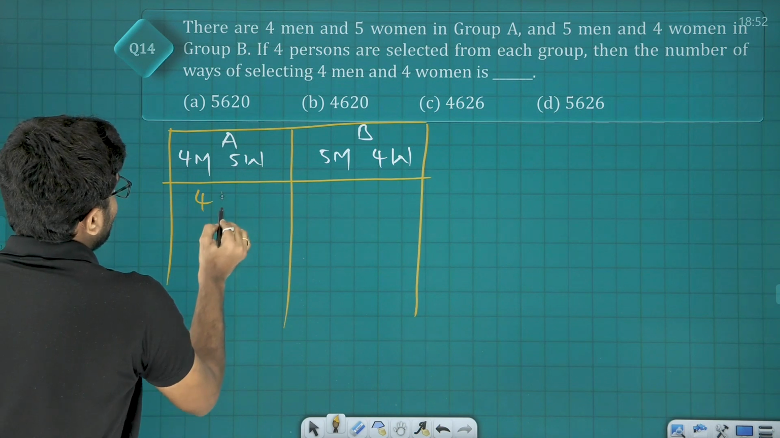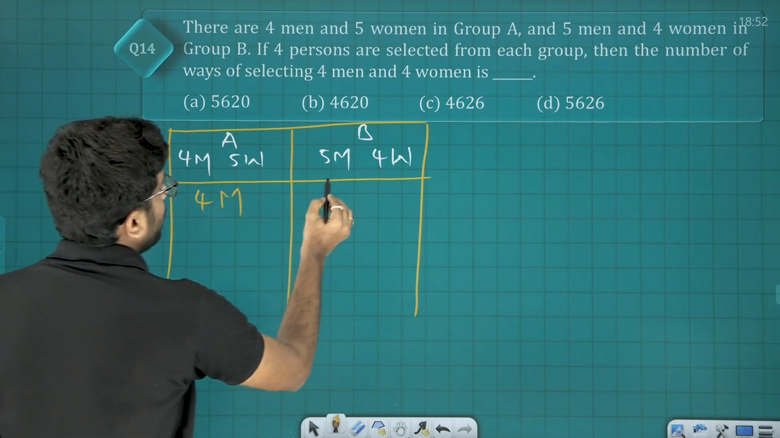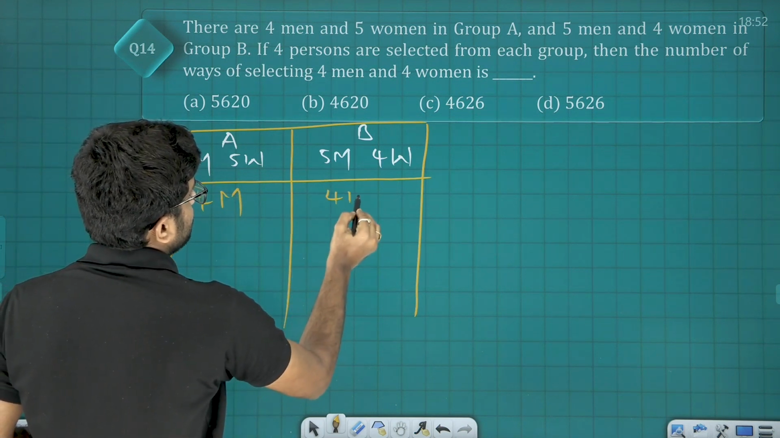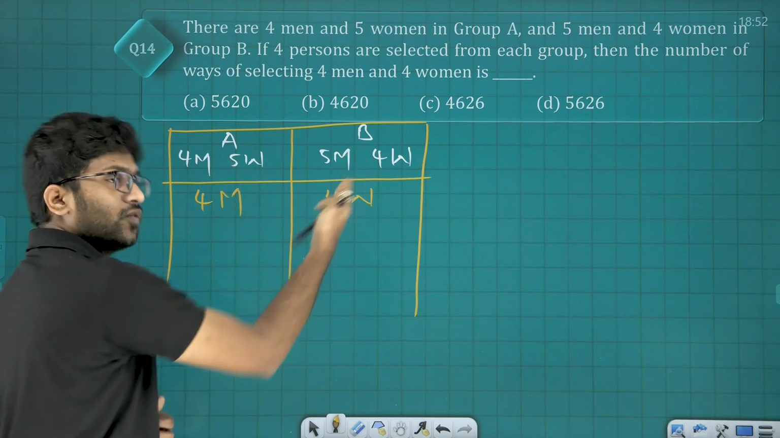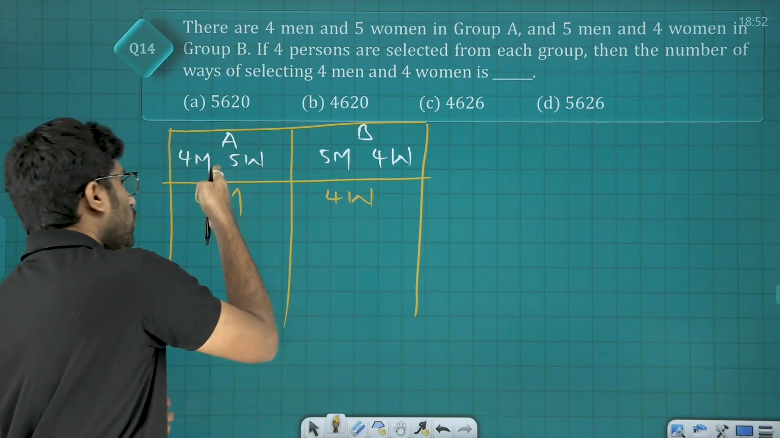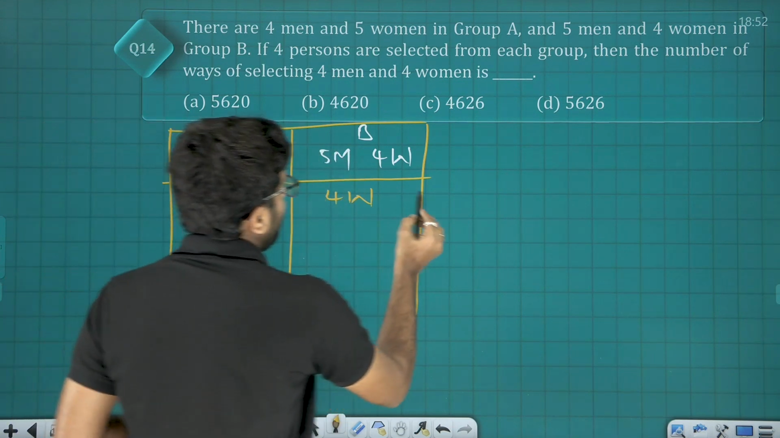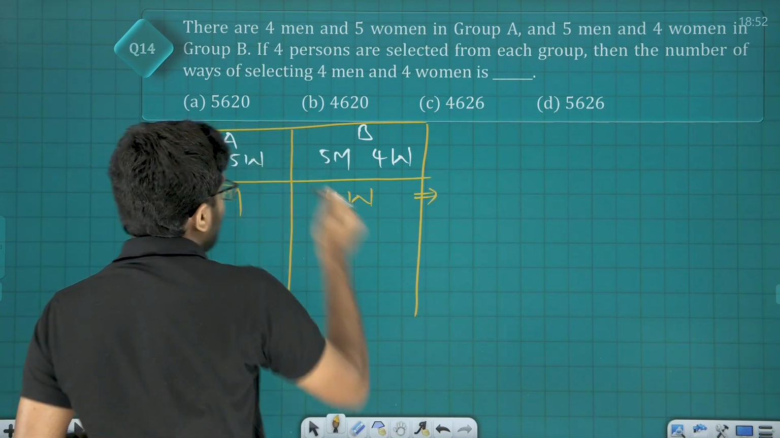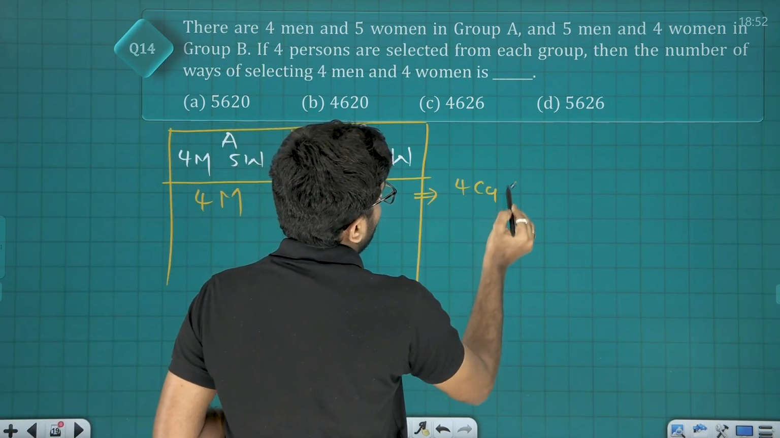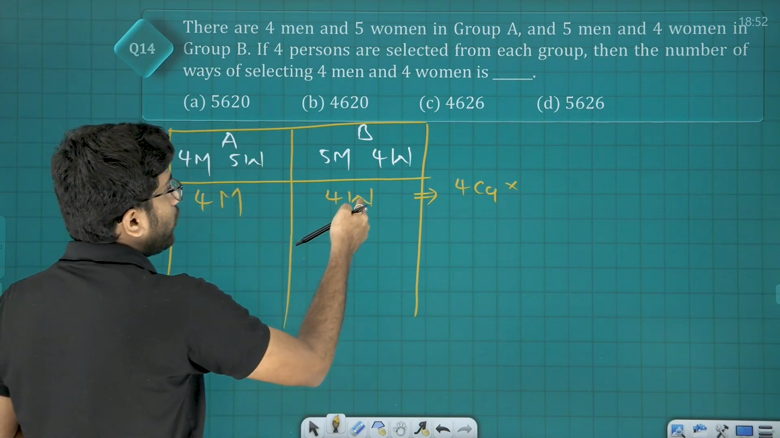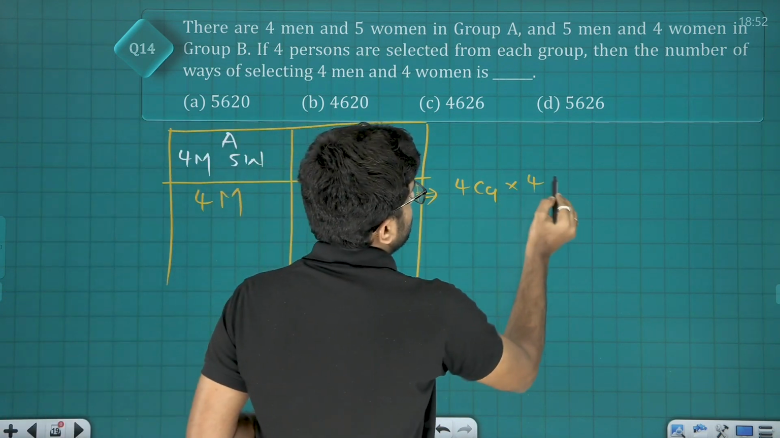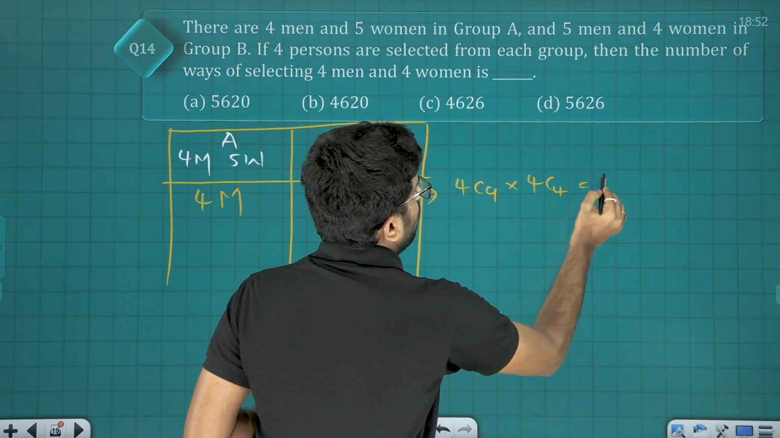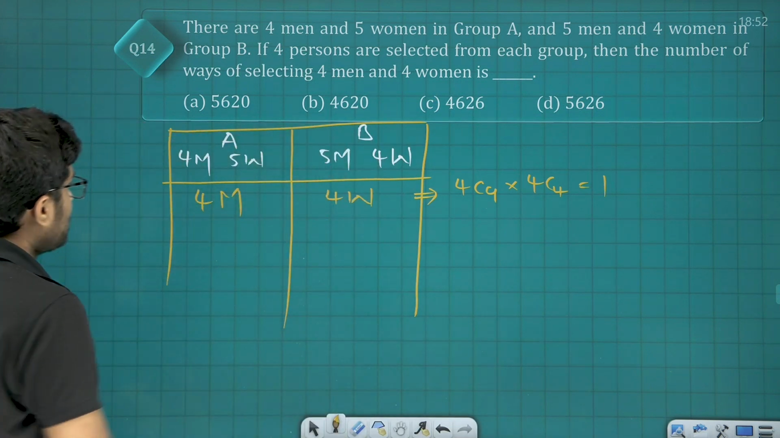Suppose we select 4 men from this group and 4 women from this group, so 4 from this, 4 from this, total 8, and of those 8, 4 men and 4 women. The number of ways it can be done is selecting 4 men from 4 men, 4C4, into 4 women from 4, also 4C4, that is 1. Next, second case, see.